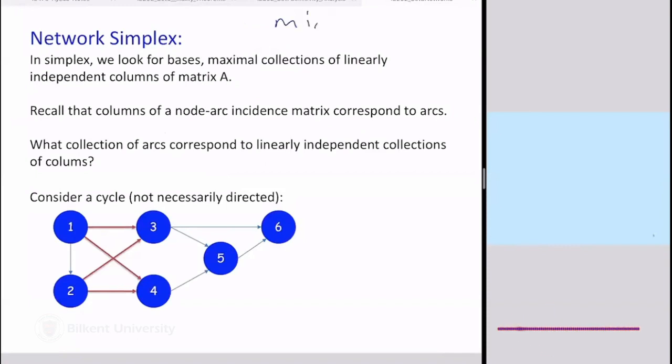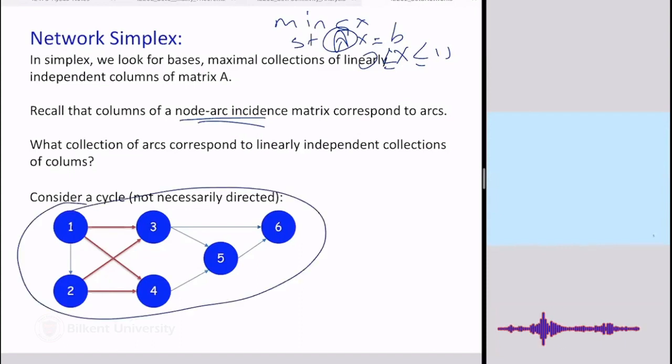Okay. Minimizing cX subject to AX equals b, X between bounds. This is the problem that we're trying to solve. And this A matrix is our node-arc incidence matrix. It's a special matrix because it represents this graph here. And we have ones, positives and negatives. That's the special structure.